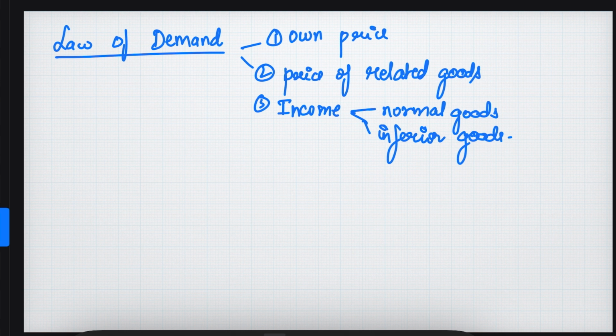Now we can say that the law of demand is influenced by three things. Own price: we have seen that the demand for a good is inversely proportional to its own price. Demand of a good is also related to the price of related goods as well as income. Now let us see how the price of related goods influences the demand of a good.